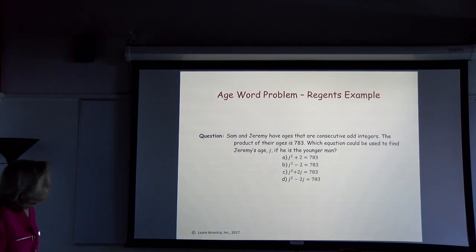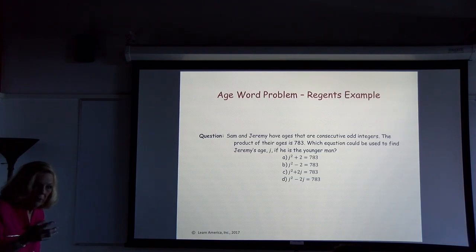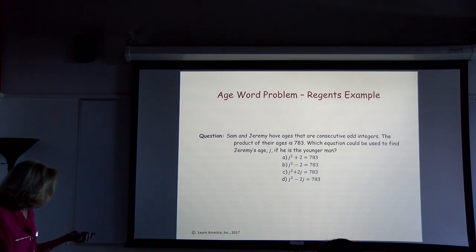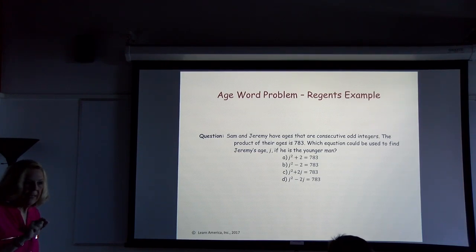Okay, here's a word problem. We're going to go through a whole group of different kinds of word problems just so you can kind of get a flavor of how to approach these. So we have Sam and Jeremy have ages that are consecutive odd integers. Now, how do you represent consecutive integers? Just consecutive integers. Like 7, 8, 9.